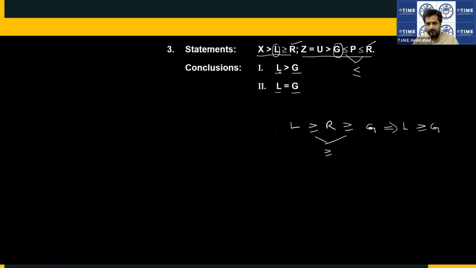First conclusion is L greater than G. Can you say definitely L greater than G? No, it may also be equal, so we cannot say. The second conclusion, L equal to G. Can you say definitely L equal to G? No, it may also be greater than.